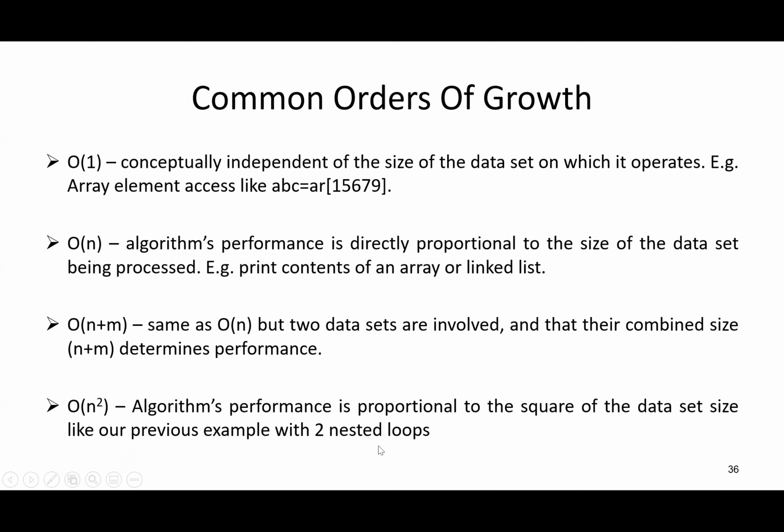N power 2, usually you have 2 nested loops. Remember just now when we calculated the time complexity for the nested loop, the time complexity that you get at the end usually is n power 2. So usually when you have a nested loop, you will get n power 2.